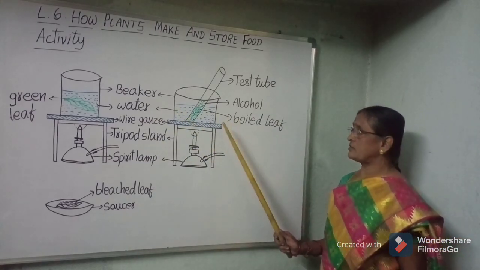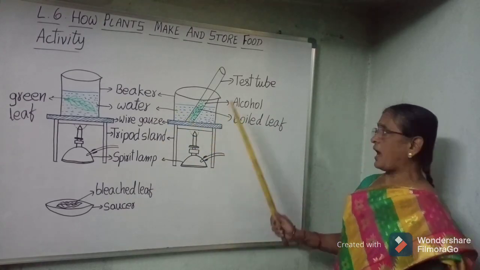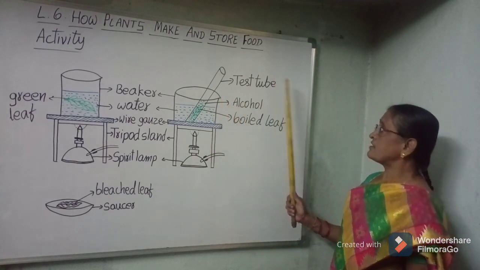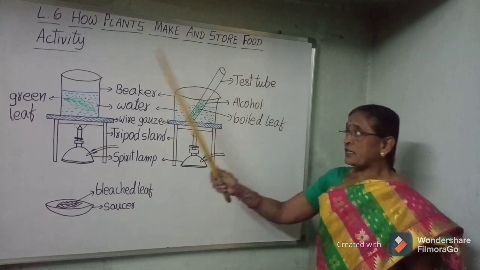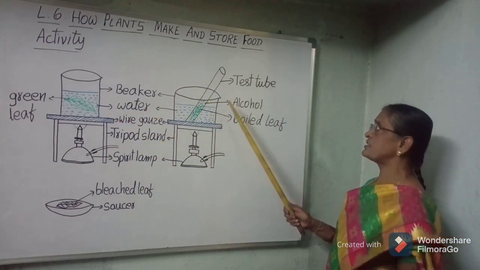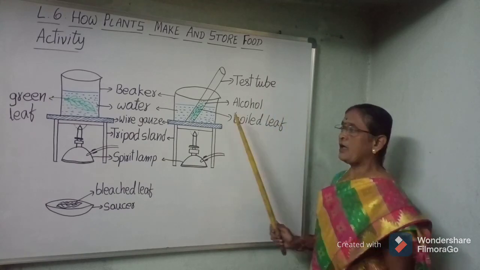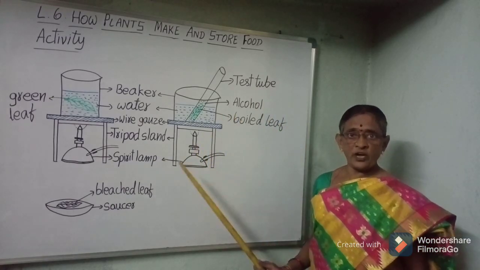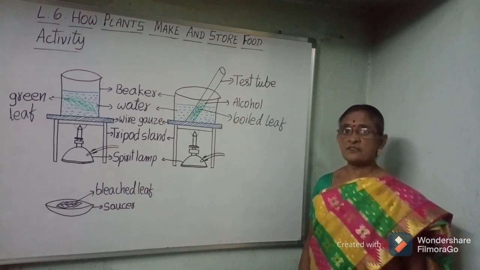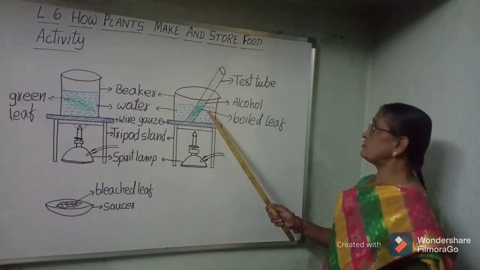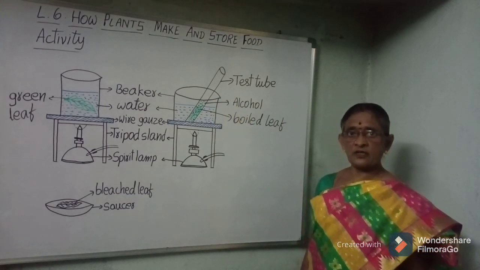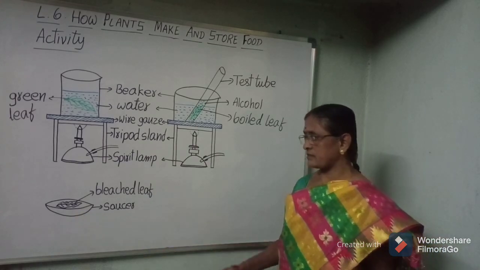Take another beaker, pour some water and place it on the tripod stand. Take a test tube containing alcohol and keep the leaf which was boiled in water in the test tube. Boil the water, and this leaf becomes colorless. After some time, take out the leaf from alcohol, wash it with cold water and place it in a saucer.